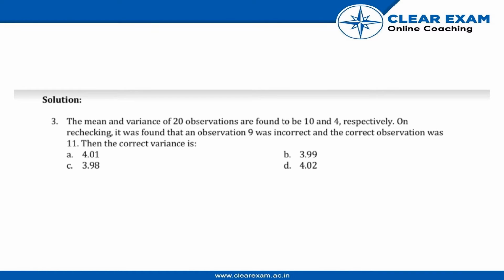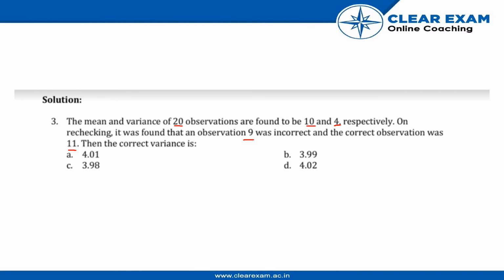Which is the mean and variance of 20 observations. We have over here 20 observations found to have a mean of 10 and a variance of 4. On rechecking, it was found that an observation 9 was incorrect and the correct observation was 11. So what is the correct variance? Alright, 9 was the observation which was incorrect and 11 was the correct one.